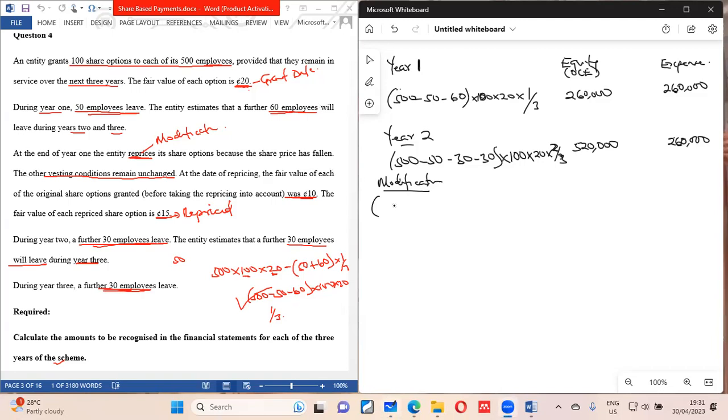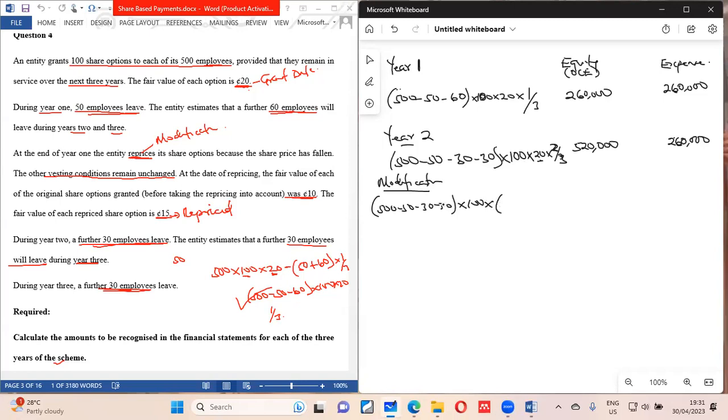Okay, modification. Thank you. So the modification, you have your 500, you have your 50, your 30, your 30. That one is not a problem. You have your 100 options. That one is the only problem. But the fair value has changed. All right. We are looking at the incremental. So I said the new arrangement minus the old.